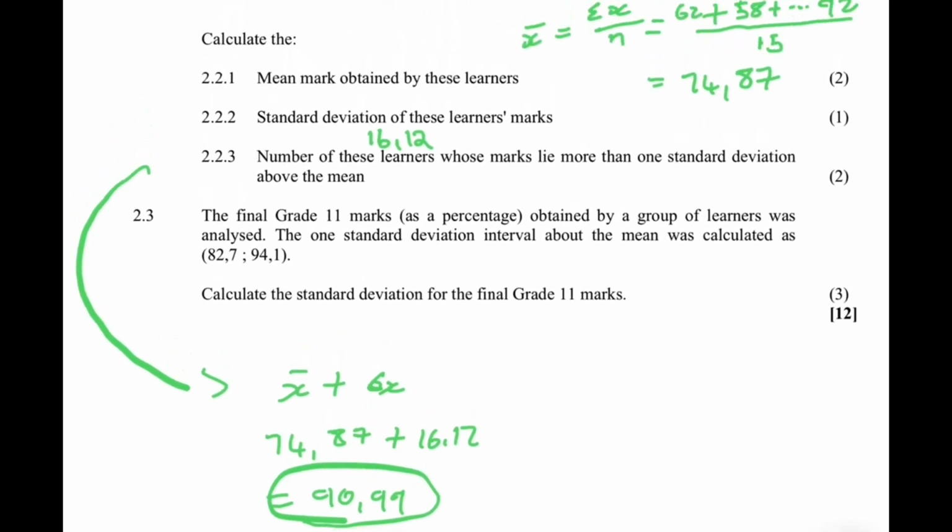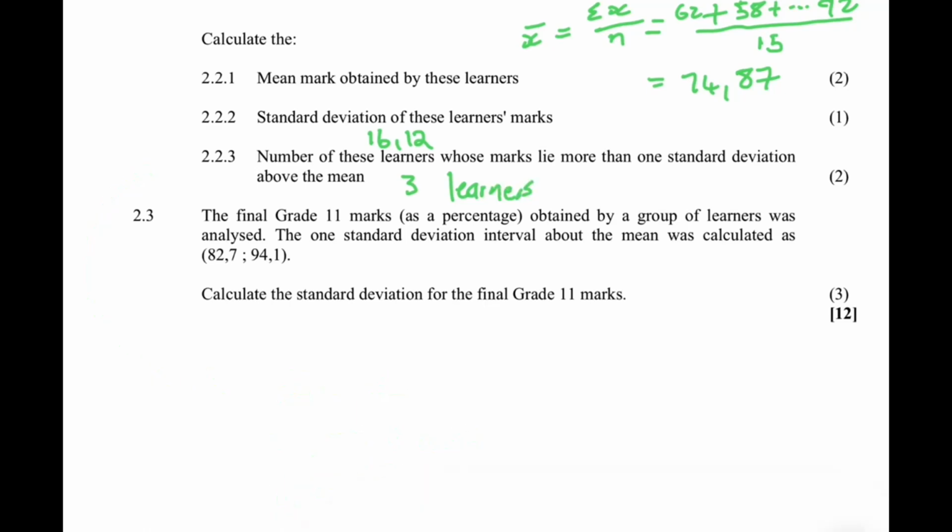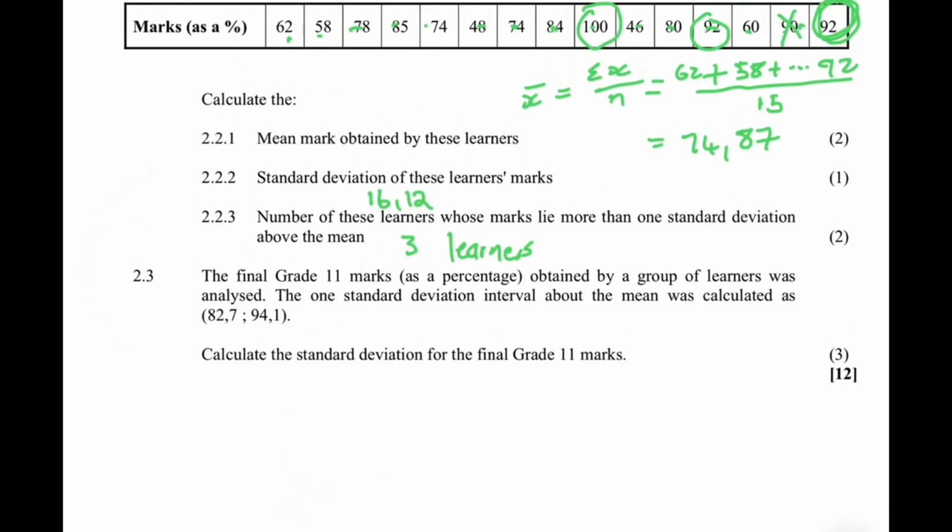So here your answer would be 3 learners. So 3 learners got marks that are 1 standard deviation above the mean. 2.3 says the final grade 11 marks as a percentage obtained by a group of learners was analyzed. The 1 standard deviation interval about the mean, so below and above, right? Was calculated as, and we're given the points there.